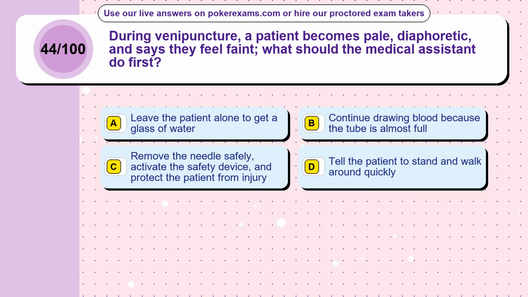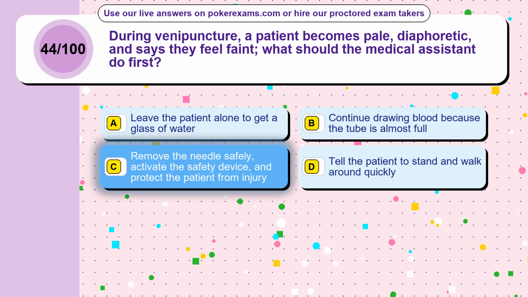Question 44. During venipuncture, a patient becomes pale, diaphoretic, and says they feel faint. What should the medical assistant do first? Option A, leave the patient alone to get a glass of water. Option B, continue drawing blood because the tube is almost full. Option C, remove the needle safely, activate the safety device, and protect the patient from injury. Option D, tell the patient to stand and walk around quickly.